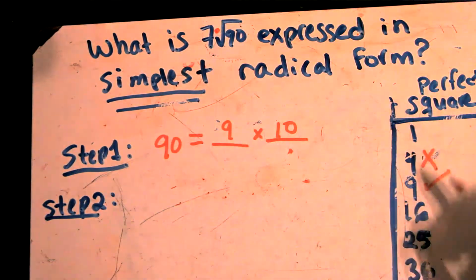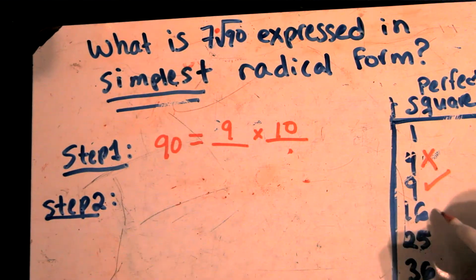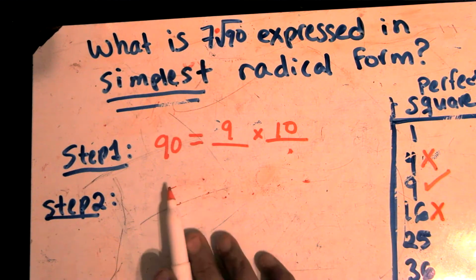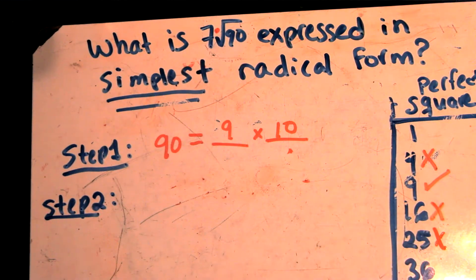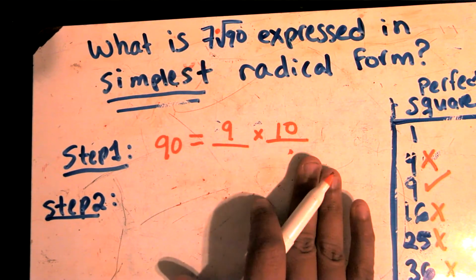But you could keep going on the line. 90 divided by 16 is not going to give you a whole number. 90 divided by 25 is not going to give you a whole number. 90 divided by 36 is not, and so on. So this is the pair that we're going to use.